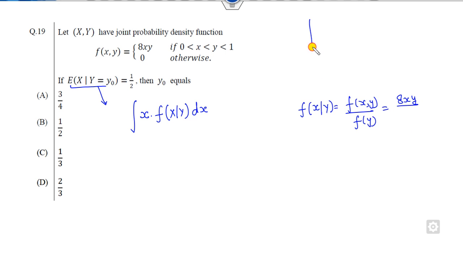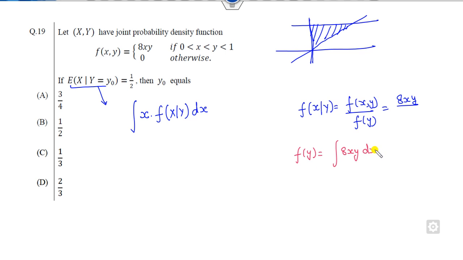How can you find the marginal? I can draw the graph of this. This is my x axis, this is my x is equal to y, this is my y is equal to 1. So this is the portion corresponding to this. Now I can find the marginal of y, that is 8xy, the collection of all those x. So I can take the limit from 0 to y. So 8y is outside.